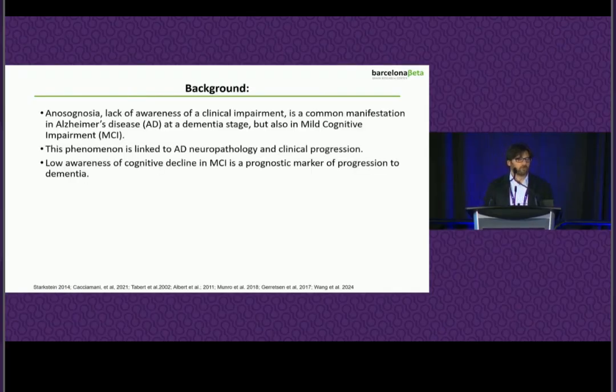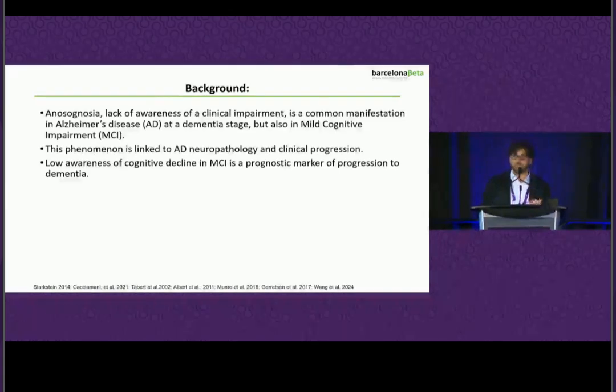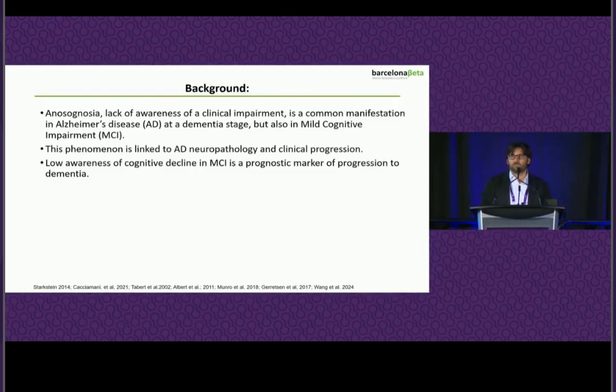And anosognosia, or lack of awareness of a clinical impairment or cognitive impairment, as you know, is a common manifestation in Alzheimer's disease at the dementia stage. But there is also evidence that some degree of anosognosia can be found in MCI patients. The anosognosia is linked to AD pathophysiology and also clinical progression, and in fact, low awareness of cognitive decline in MCI is a bad prognostic marker of progression to dementia.